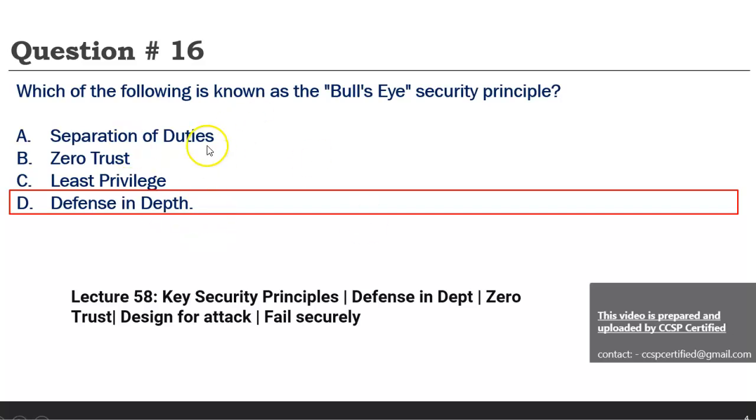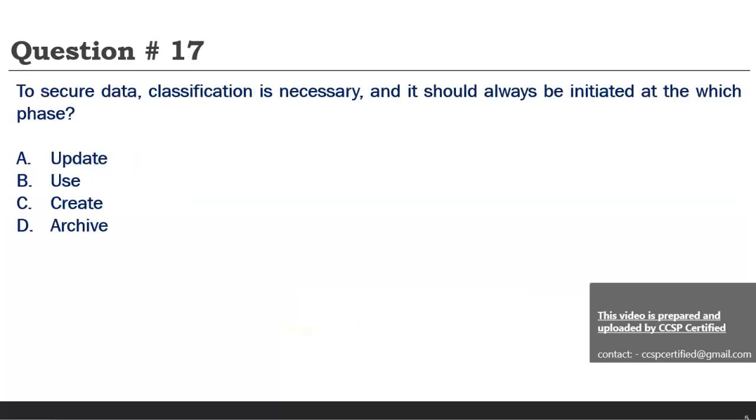There are other security principles like separation of duties, zero trust, and least privilege, which are also important. But defense in depth is known as the bullseye because it is a layer by layer principle, where a single layer is not good enough to protect the resource and we have to apply multiple layers of defense. In the center, the bullseye, we have the secure data, and the remaining are the protection layers. I will share the link to this lecture in the description of this video.